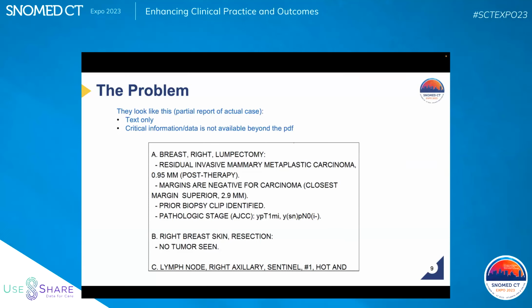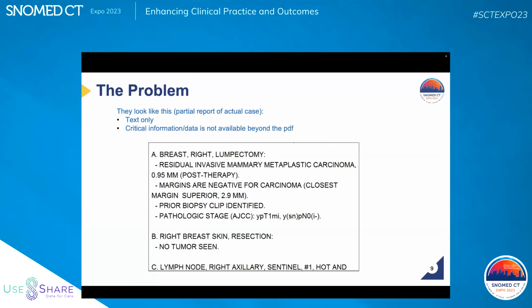This is a snippet right out of the University of Nebraska system. Okay, a right lumpectomy, residual invasive mammary metaplastic carcinoma, almost a centimeter post therapy. Margins are negative. Prior biopsy clips are identified, where the things were taken. The stage is ypT1 mi ypN0(i-). Yeah, that's shorthand for it's not as bad as it could have been, but it's still not great. And I think that's basically what a layperson would say.